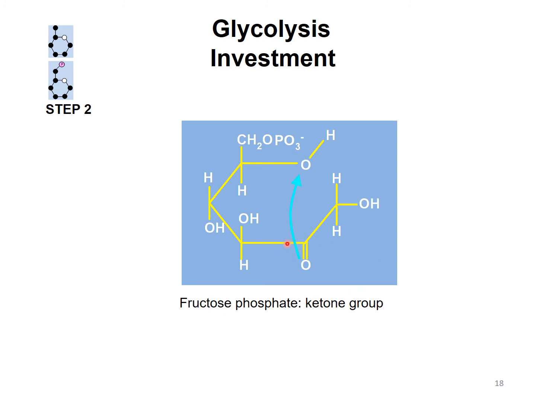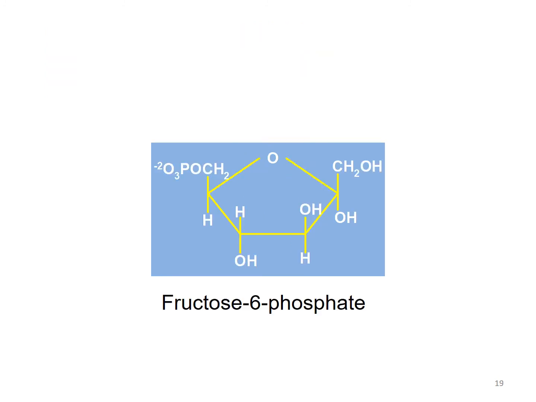And then the electrons within this double bond can attack the hydroxyl group at carbon number 5, which by doing so eventually the structure will fold into a 5-membered ring structure, which is the F6P. So that is the whole purpose of step 2. Nothing is gained, nothing is lost, but you have the rearrangement of the molecules.